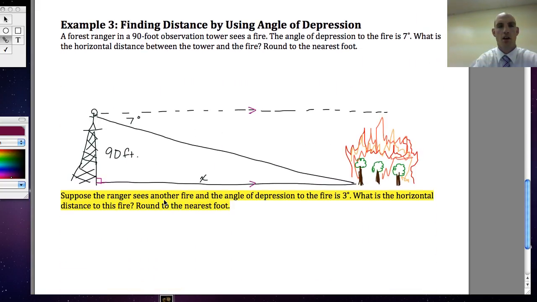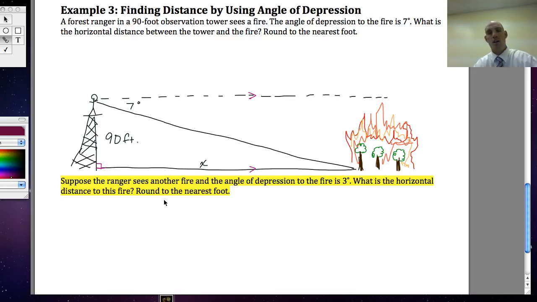Last example. We're going to use an angle of depression this time. There's a ranger standing on top of a tower that's 90 feet tall. He's looking down at a forest fire at a 7 degree angle. His line of sight is here, and it's a 7 degree angle, and he's 90 feet off the ground. I've got two parallel lines. The bottom of this triangle and his line of sight are parallel lines. So alternate interior angles tell us that this must be 7 degrees also. That makes it a lot simpler to figure out what we're talking about.